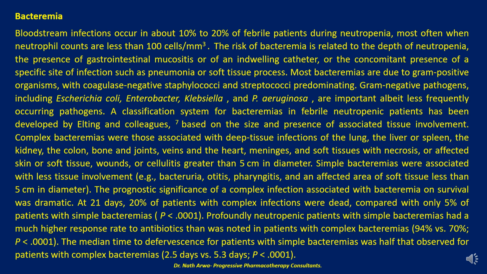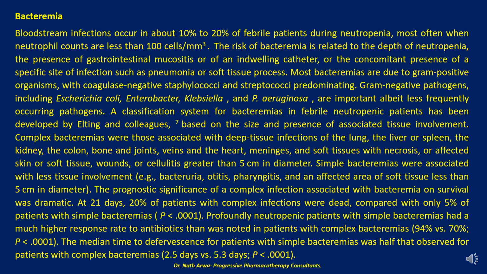Complex bacteremias were those associated with deep tissue infections of the lung, the liver or spleen, the kidney, the colon, bone and joints, veins and the heart, meninges, and soft tissues with necrosis, or affected skin or soft tissue, wounds, or cellulitis greater than 5 cm in diameter. Simple bacteremias were associated with less tissue involvement, e.g., bacteriuria, otitis, pharyngitis, and an affected area of soft tissue less than 5 cm in diameter.